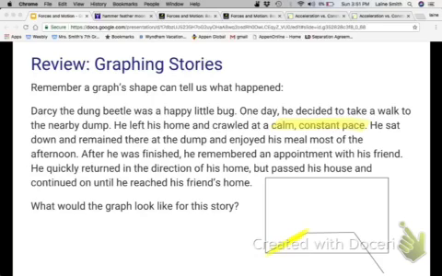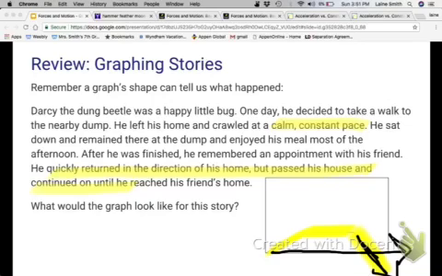So look at the first part of this graph here. He sat down and remained there at the dump and enjoyed most of his meal for most of the afternoon. So he didn't move, so we have this next flat line here. After he was finished, he remembered an appointment with his friend. He quickly returned in the direction of his home, but passed his house and continued on till he reached his friend's house. So we need to have a steeper line going back to start, and we're actually going to go past start because it says he went past his house and continued. So you can see that this line here is our starting point, and he went past that, and our line is nice and steep, indicating that he continued on past his starting point.